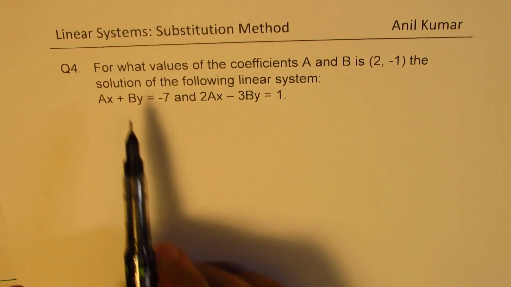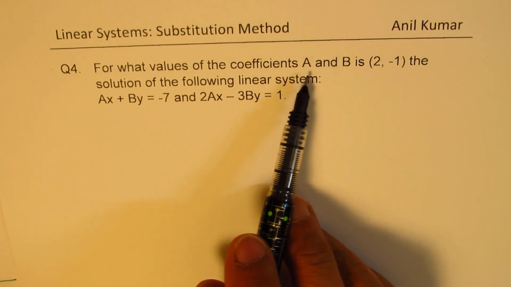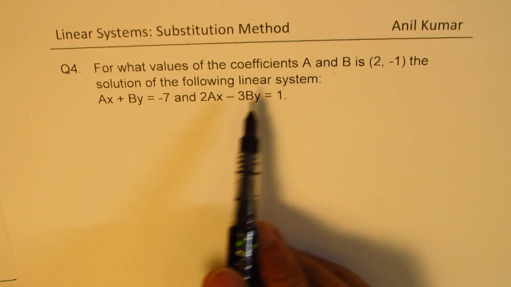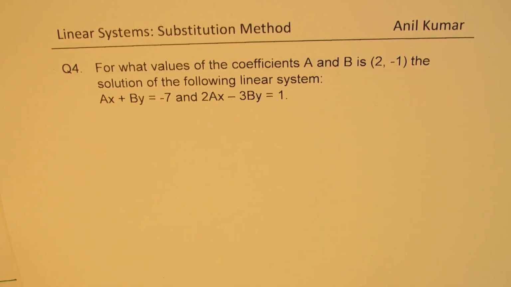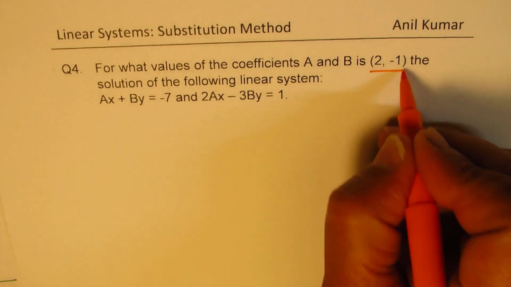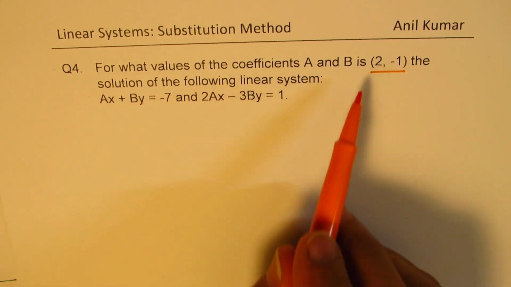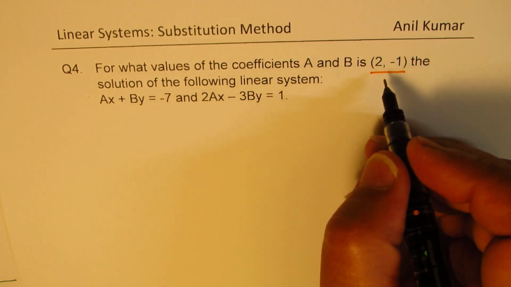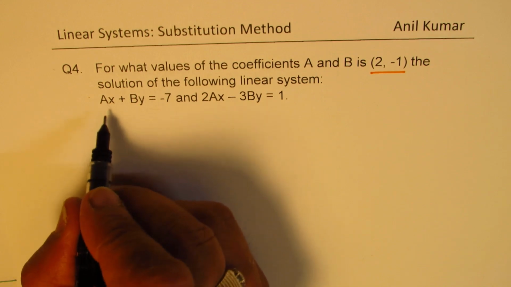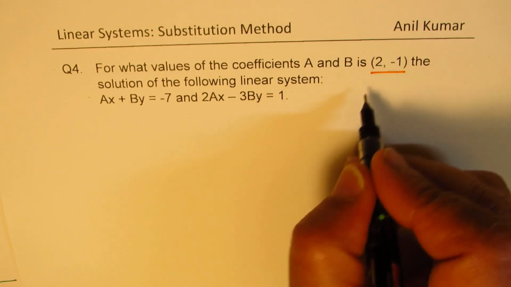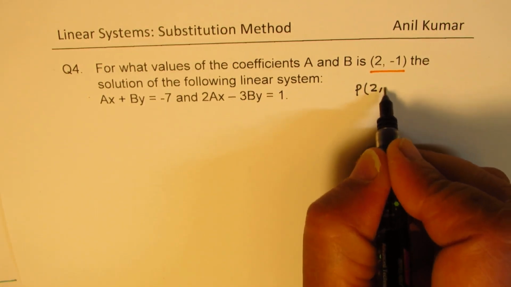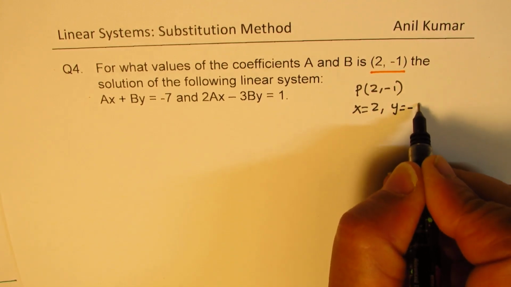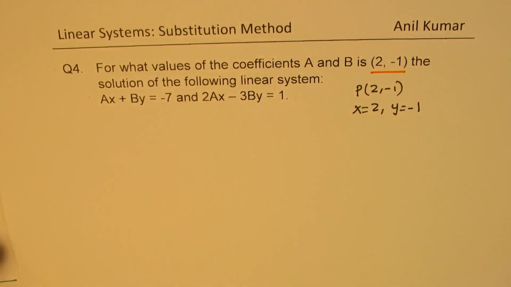Number 4. For what values of coefficients a and b is 2, minus 1 the solution of the following linear system? Okay, so when I say 2, minus 1 is the solution, that means this point is common to both the equations, right? So that means this is common to both. So if I substitute 2, minus 1, the point 2, minus 1 really means x equals 2 and y equals minus 1 in both these systems, right?